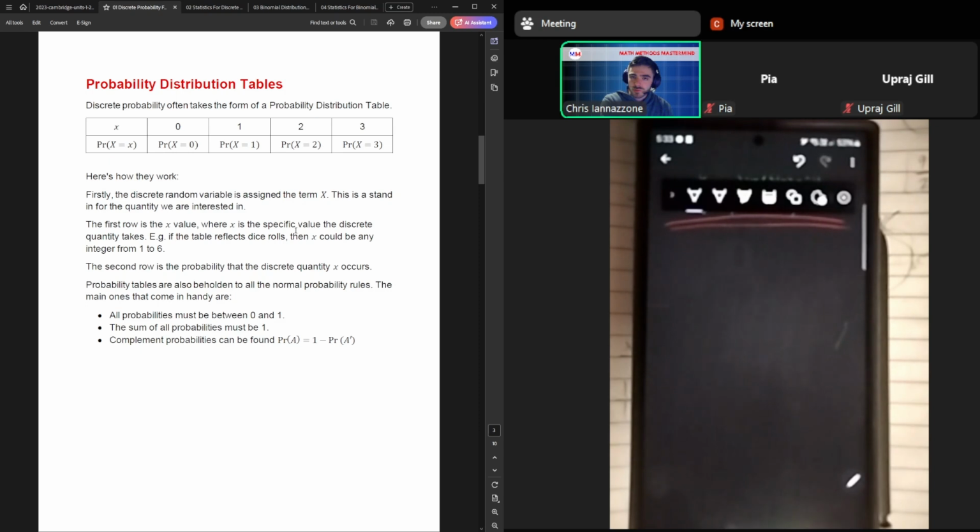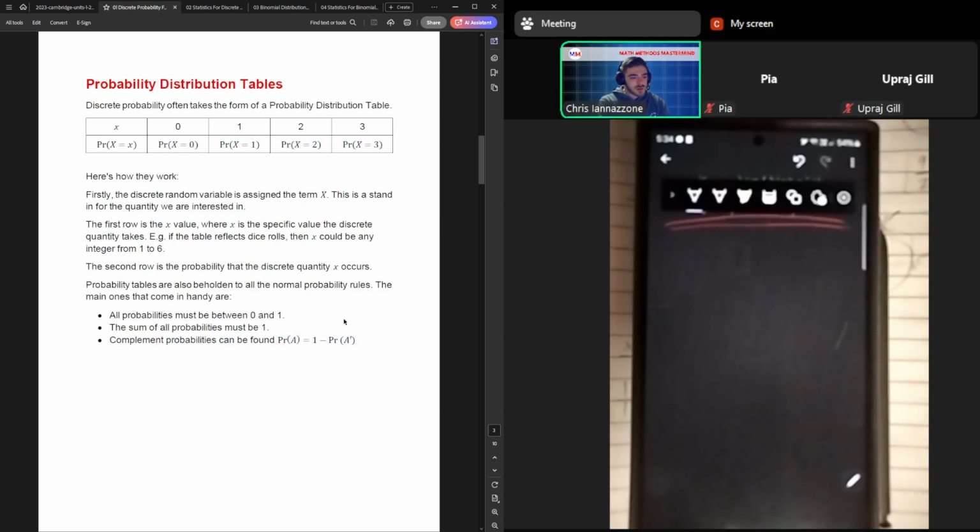All the normal probability rules still apply here. All the probabilities have to be between 0 and 1. None of these individual cells will ever be greater than 1 or less than 0. They should also all add up to 1. A probability distribution table should cover the entire expanse of possibilities, so every probability in that table should add up to 1 for it to be valid.